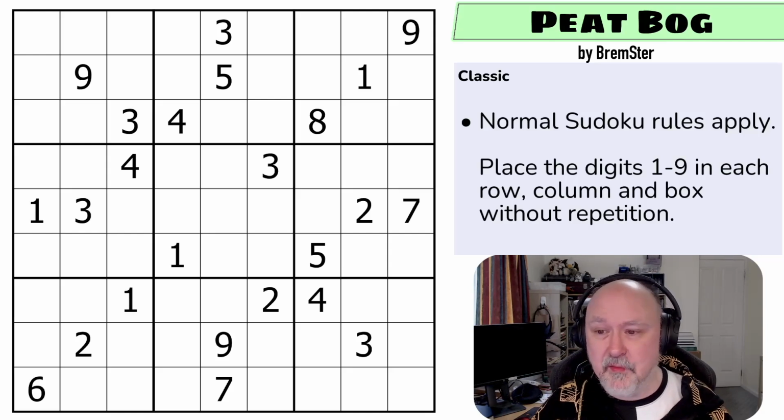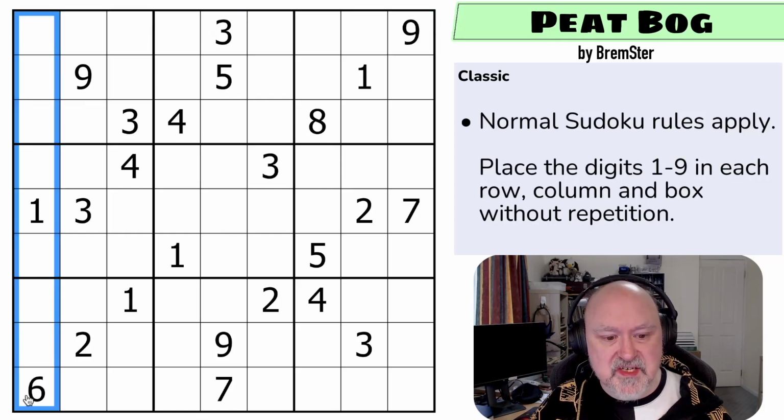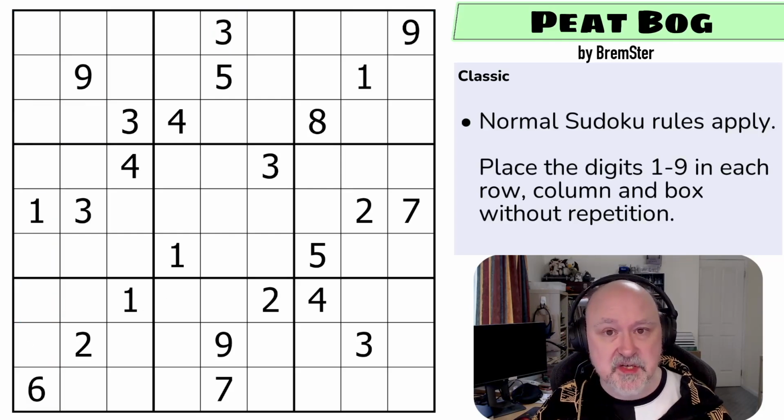Let's have a look at the puzzle. So this is a classic Sudoku, so normal Sudoku rules apply. In every box, in every row, and in every column, the digits 1 to 9 must be placed without repetition. That's all. I'm going to restart the puzzle to restart my timer. Let's give this a shot.